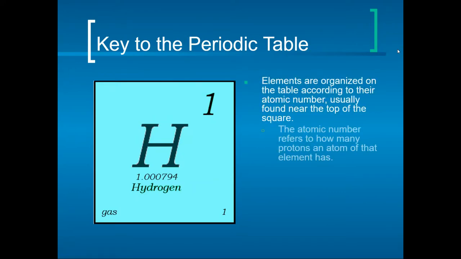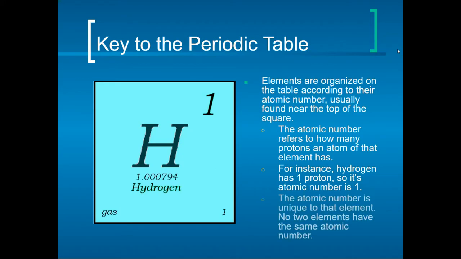All right, so the key to the periodic table. Elements are organized on the table according to their atomic number, which is going to be typically the number that's in the top part of the box. It can be in the top right-hand corner. Sometimes it's in the top middle. Very rarely do I see it in the top left, but I guess it is possible. So the atomic number tells us how many protons an atom has.